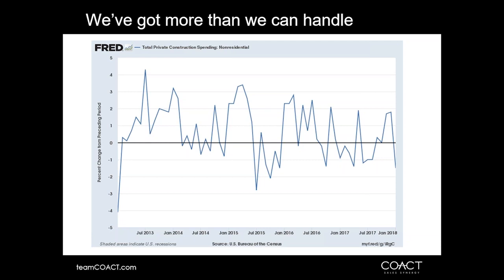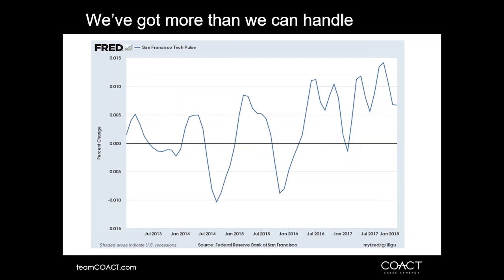This next chart, for those of you that are in the technology sector, is a collection of, I think, over 100 technology companies. They call it San Francisco Tech Pulse, and there's an index on their revenues. You can see the tech market is percent change month over month on the way up, but it's relatively modest if you look at the scale. But there has been a general trend upward in the technology market.